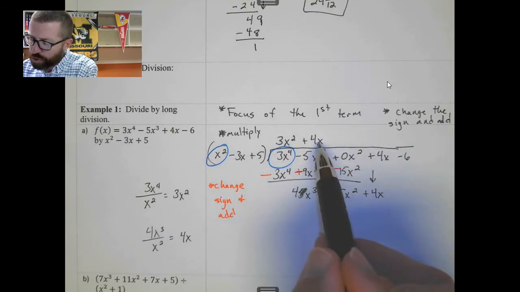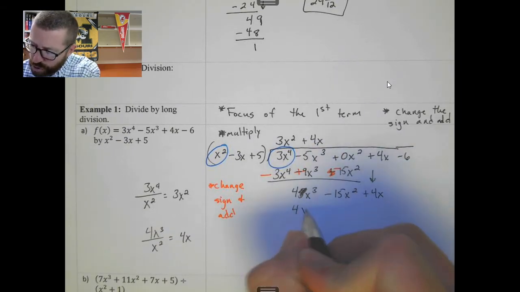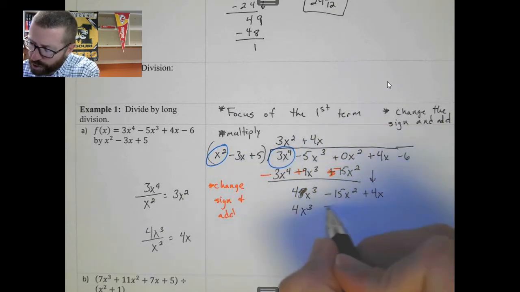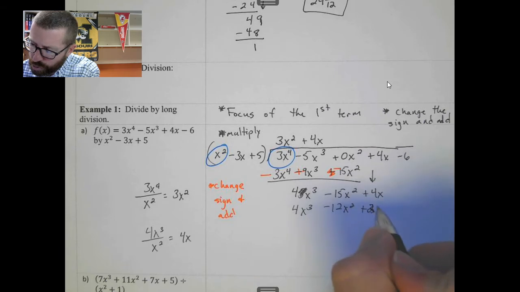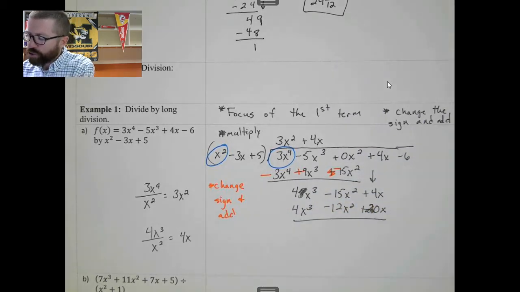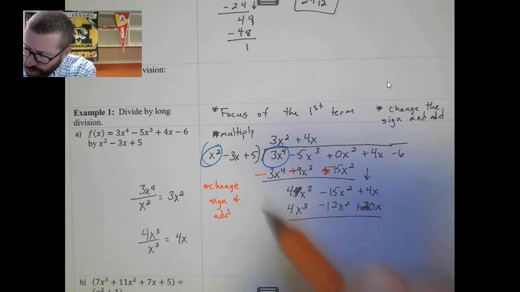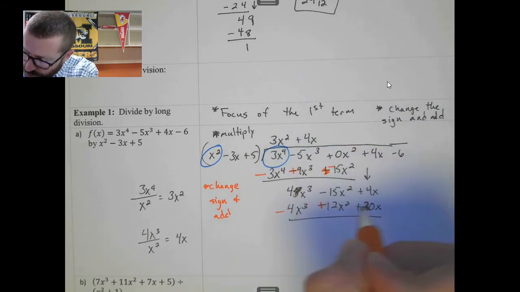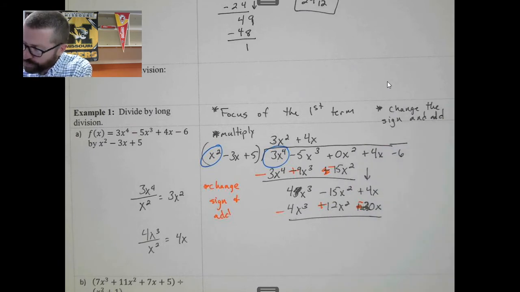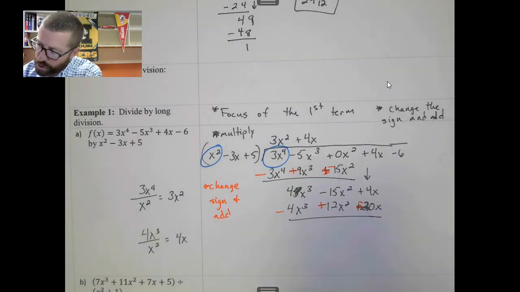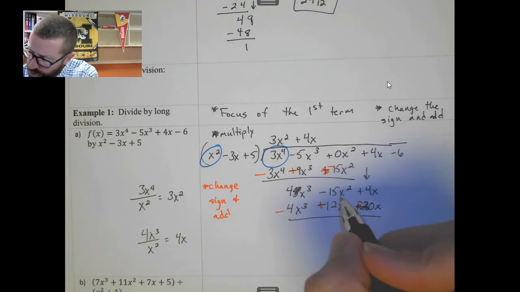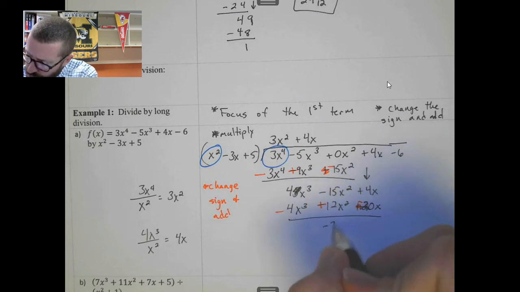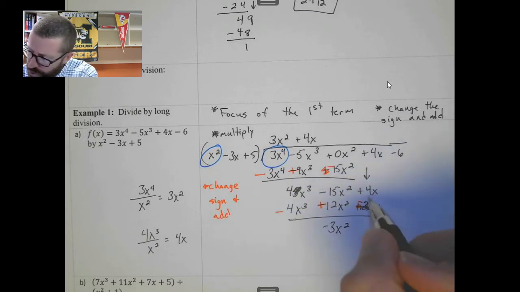And then distribute again. So this would be 4x cubed. 4x times negative 3 is negative 12x squared. And then that gives you plus 20x. And then change the sign and add. So make this negative, make this positive, make this negative. And I just combine them. So that's 0. This is negative 3x squared. And this becomes negative 16x.